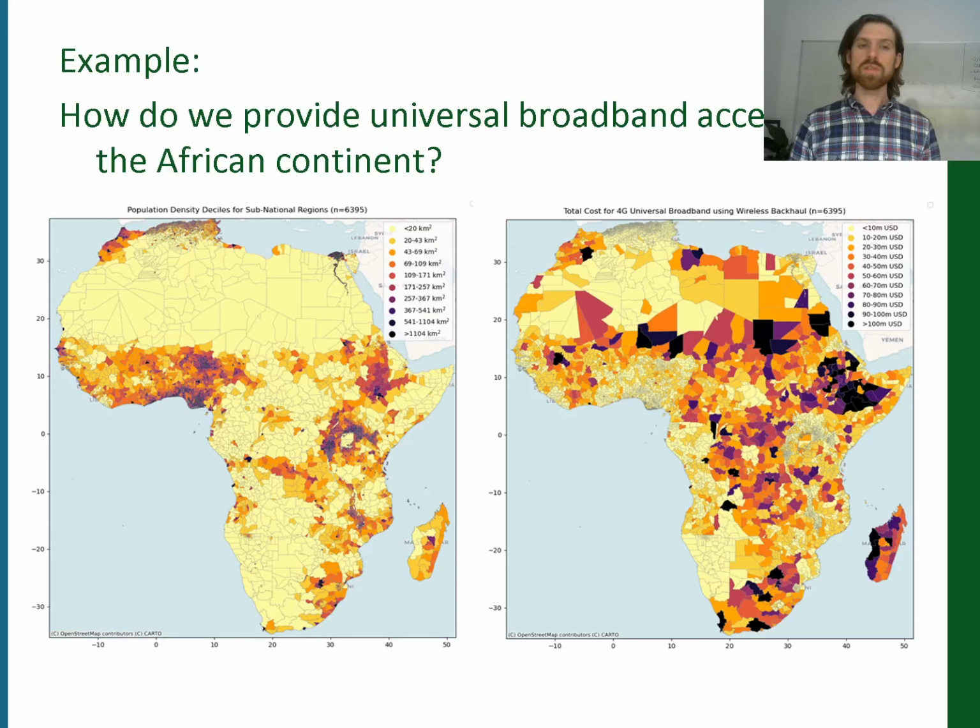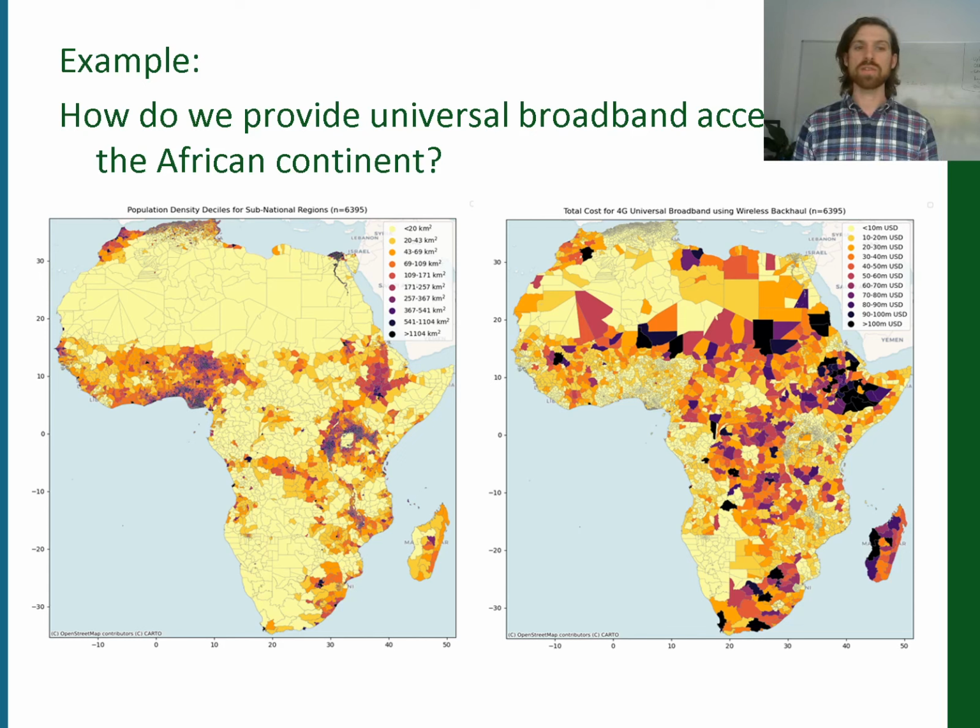So I'm giving you an example here, and my question is, how do we provide universal broadband access to countries across the African continent? I'm giving you this because I'm working on this problem at the moment. It's highly spatial, has a lot of spatial information, and we've got some nice pretty plots here.